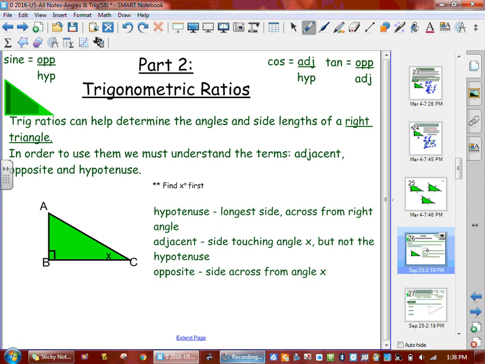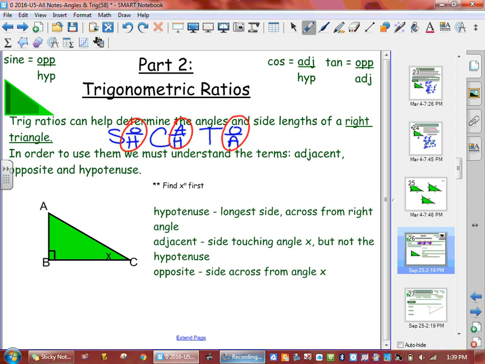S, O on top of H, C, A on top of H, and T, O on top of A. So, that is why we call it SOHCAHTOA. The fraction part tells you how to set up your ratio. That tells you what numbers you're either going to multiply or divide. It's one or the other. And by having them correctly in the fraction there, that tells you which button to push and whether you're multiplying or dividing. So, we are first going to find out what our three new names are.